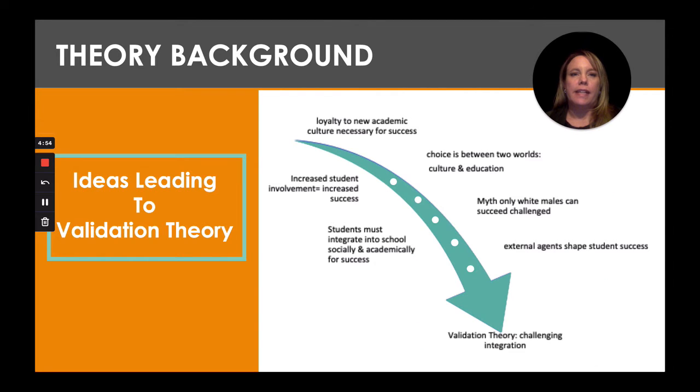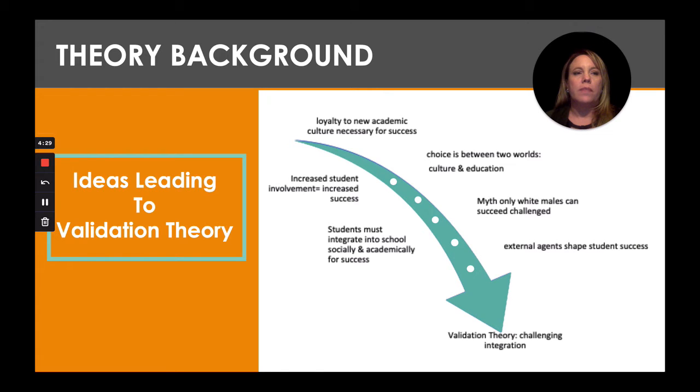There are many studies leading to validation theory. One study showed there was a belief that one had to be loyal to the academic culture, leaving behind their own culture to succeed. Students believe they must choose between two worlds: their own culture or the culture emphasized in education. Studies found that increased student involvement led to increased success.